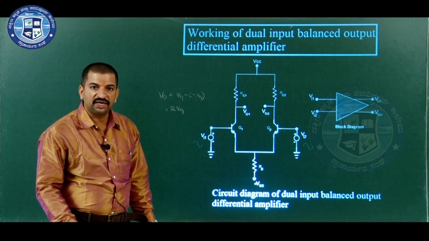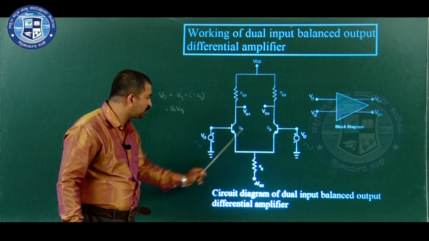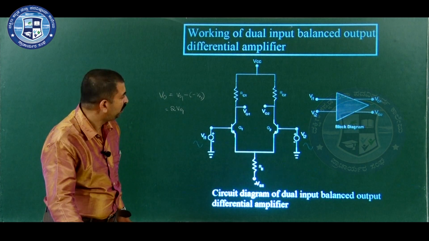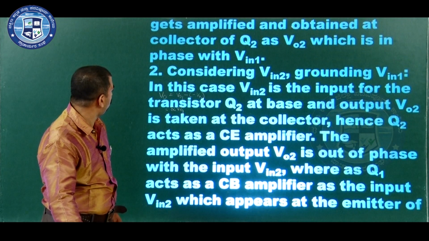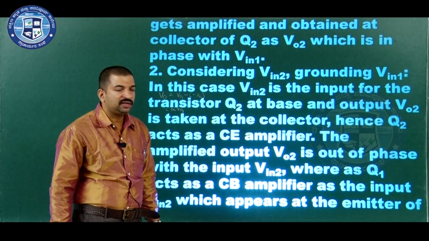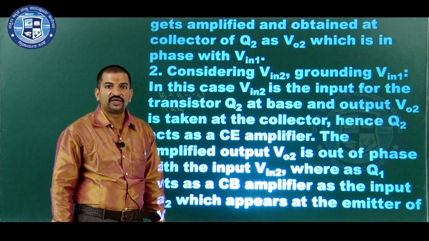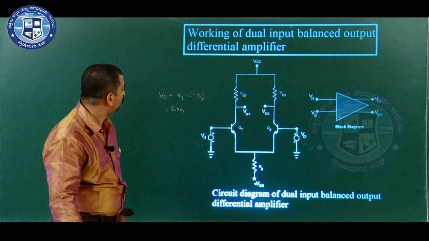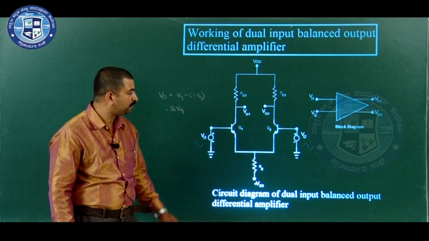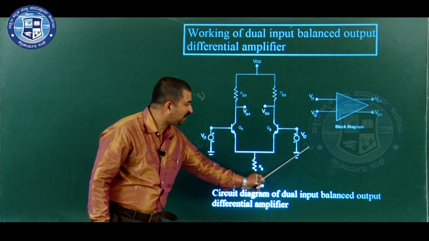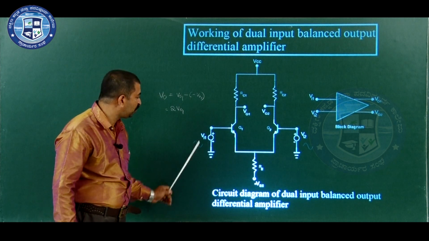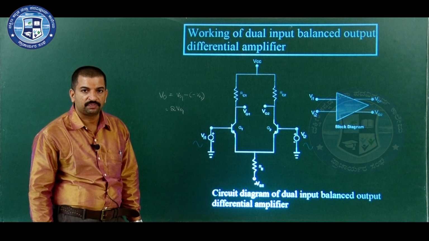Now we have connected only the first voltage source, and the second voltage source is connected to the ground. We will now connect the second voltage source, and the first voltage source is connected to the ground. Now, let us study the working of the circuit. Consider the second voltage source alone is connected. That means the first voltage source is connected to the ground.